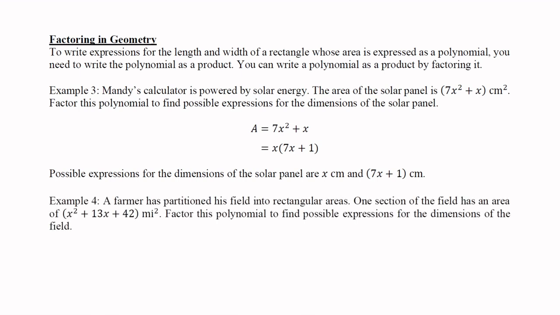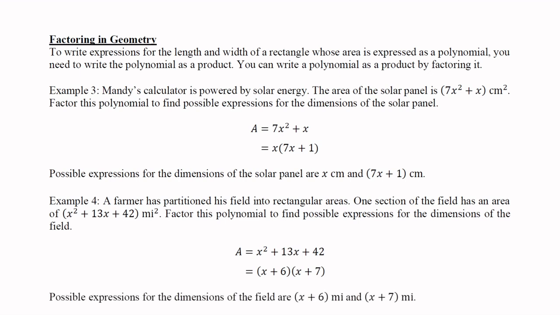A farmer has partitioned his field into rectangular areas. One section of the field has an area of x squared plus 13x plus 42 square miles. Factor this polynomial to find possible expressions for the dimensions of the field. So we're going to take our area and we're going to factor it. We need two numbers that multiply to give us 42 and add to give us 13, which would be 6 and 7. So possible dimensions for the field are x plus 6 miles and x plus 7 miles.